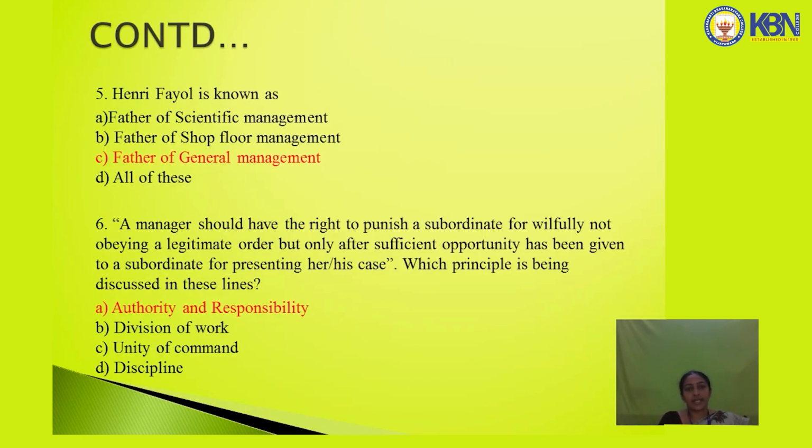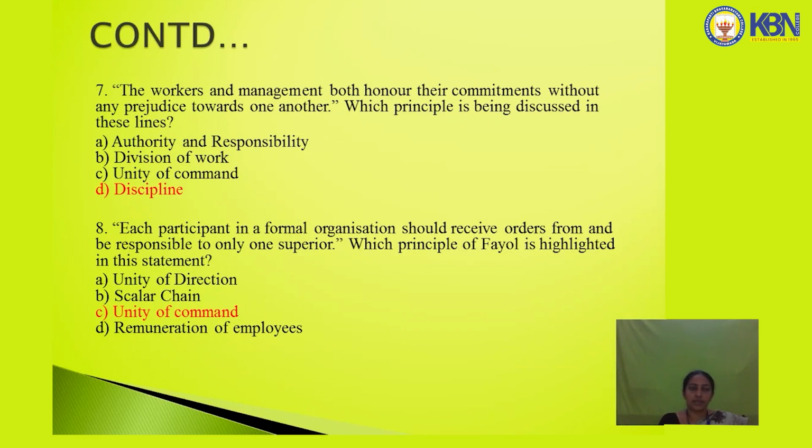And fifth, Henry Fayol is known as the father of general management or modern management. And the sixth question: a manager should have the right to punish a subordinate for willfully not obeying a legitimate order, but only after sufficient opportunity has been given to the subordinate for presenting her case. Which principle is being discussed here? Authority and responsibility, division of work, unity of command, discipline. Right answer is authority and responsibility.